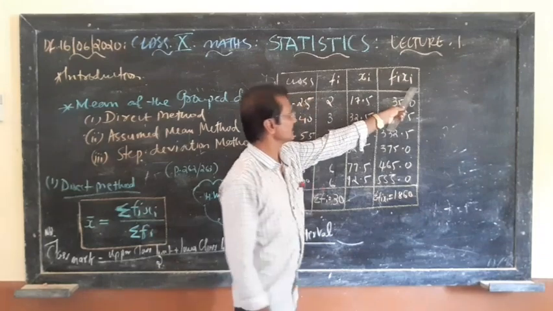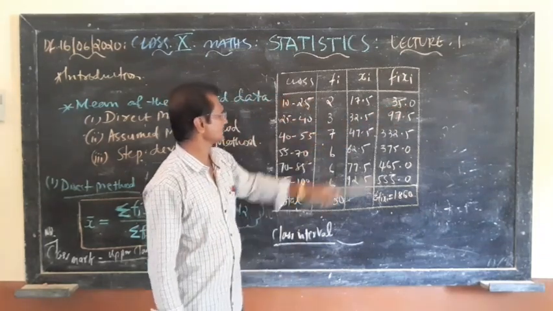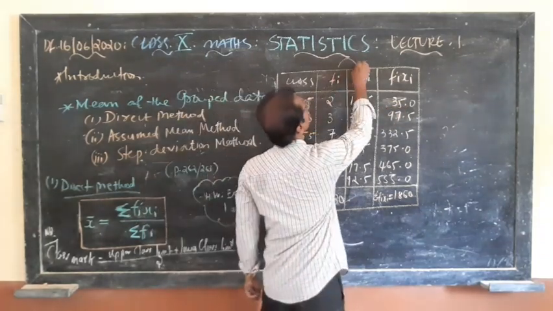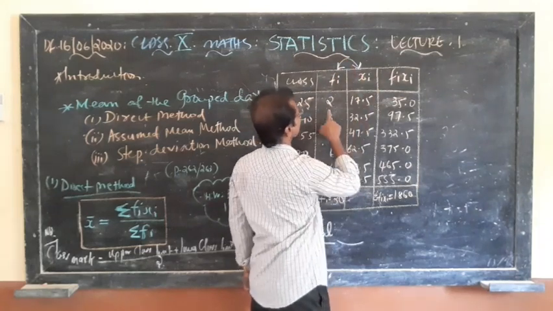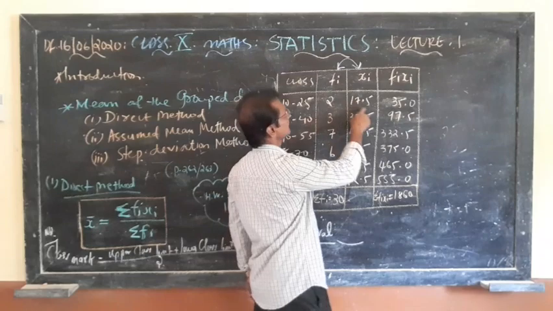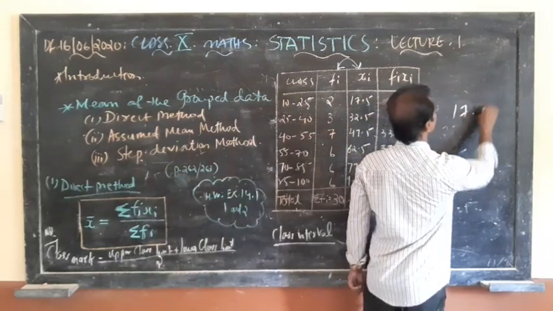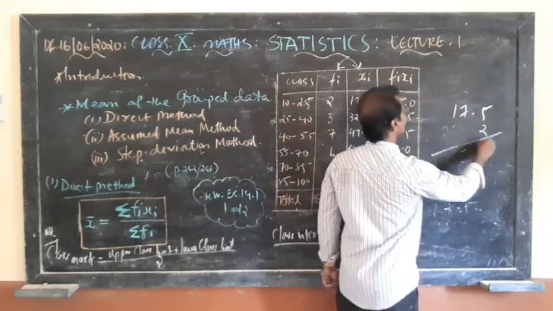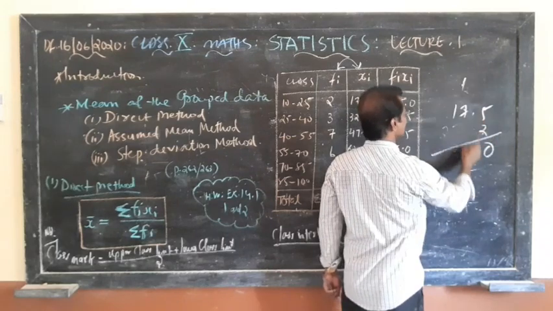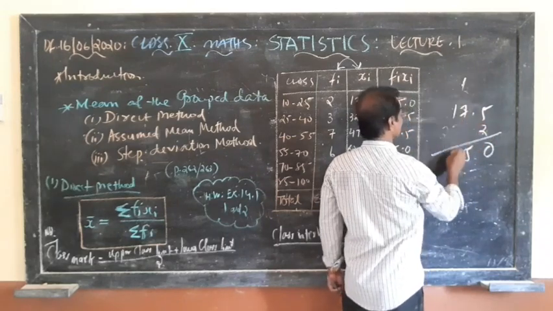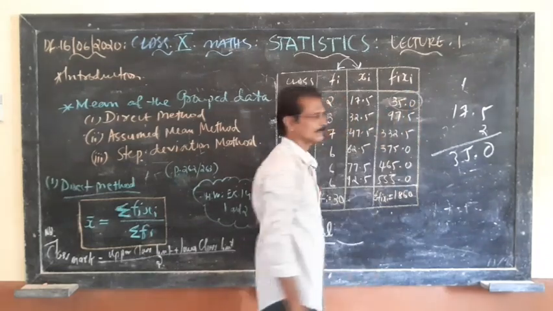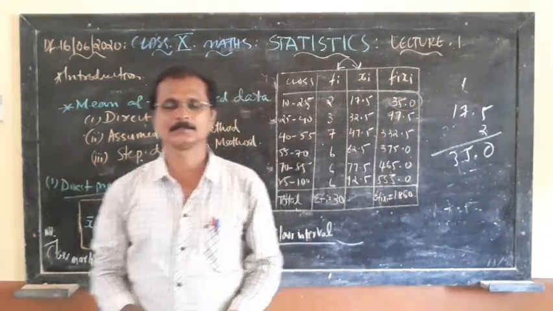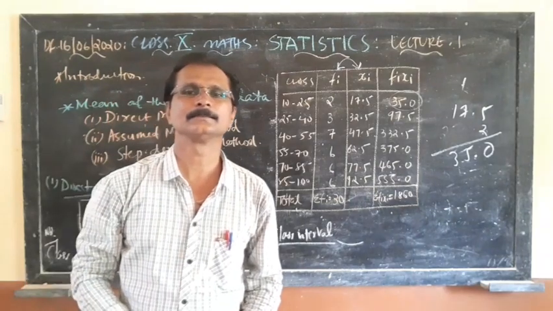The next column is Fi Xi. Fi Xi means you multiply these two. Here Fi is 2, here Xi is 17.5. 17.5 into 2: 2 fives are 10, 1 carry. 2 sevens are 14 plus 1, 15, 1 carry. 2 ones are 2 plus 1, 3. So 35. This is 35.